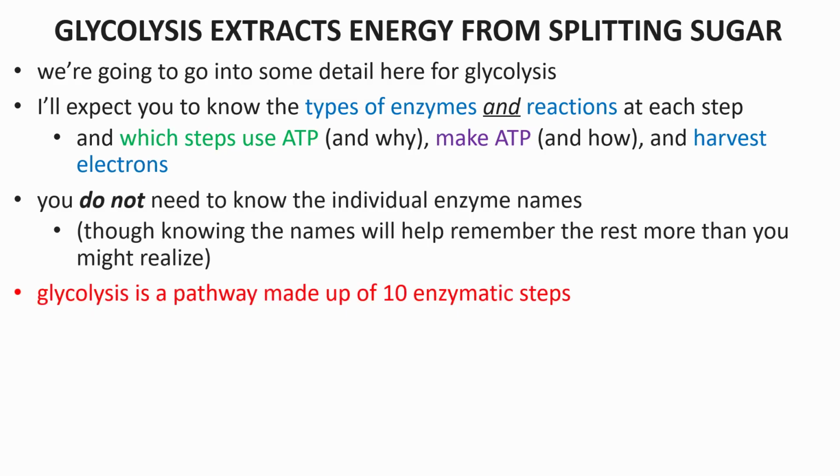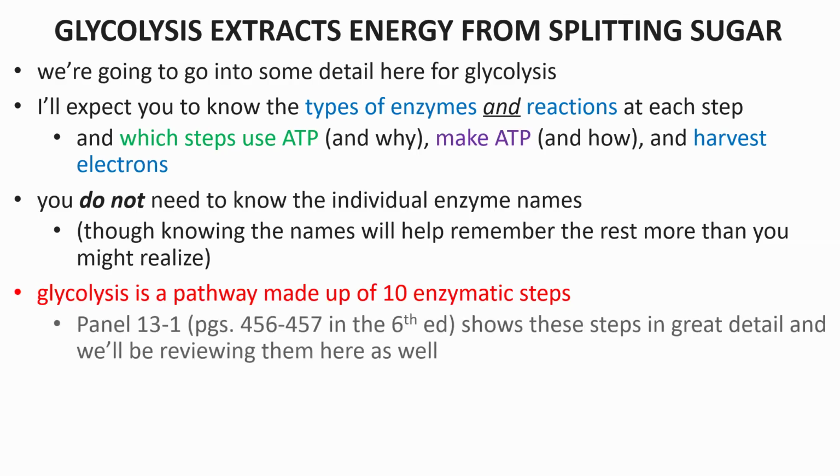Glycolysis is not a cycle, it's a linear pathway, does not regenerate, and it's made up of 10 steps, all catalyzed by enzymes, of course. And panel 13.1 in the textbook, if you're working with the 6th edition, that's going to be on page 456 to 457, shows these reactions in wonderful detail. The textbook does such a good job with aerobic respiration, and those are the images I'm going to be using on the next few slides.